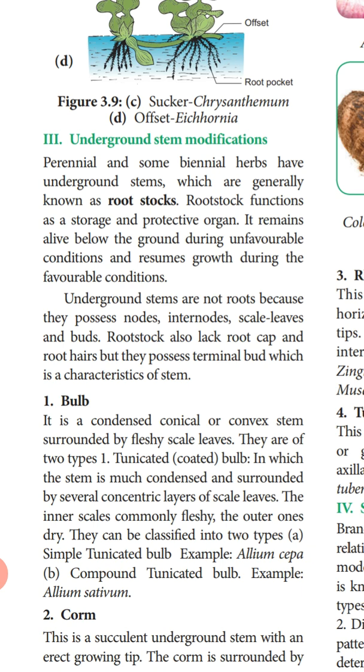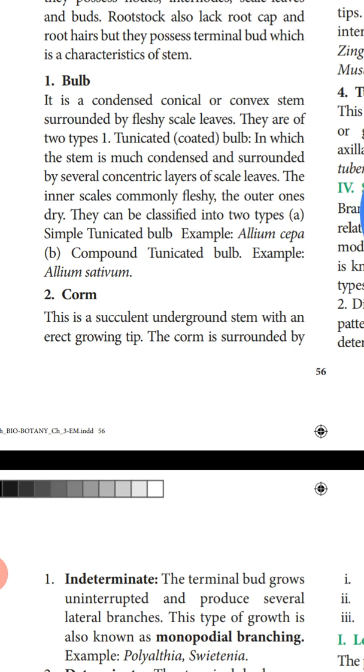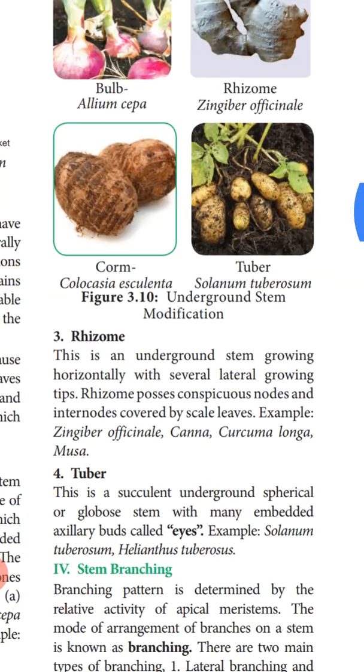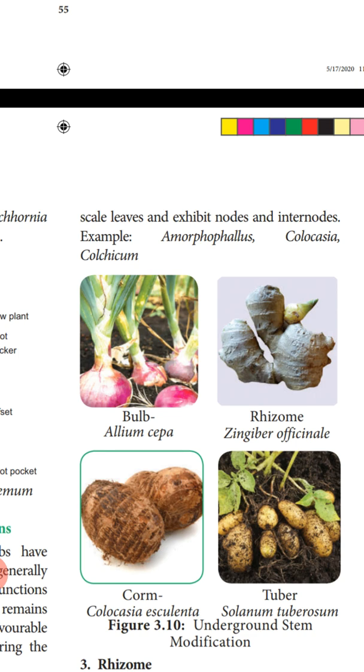Next is the corm. It is a succulent underground stem. Succulent means which can store water, with an erect growing tip. Here you might have seen the yam, elephant foot yam. It is an underground stem, and the growing tip is present there. The corm is surrounded by scale leaves and exhibits nodes and internodes, that is Amorphophallus. Colocasia and Colchicum, what we call Chepakalang, are all examples of corm.